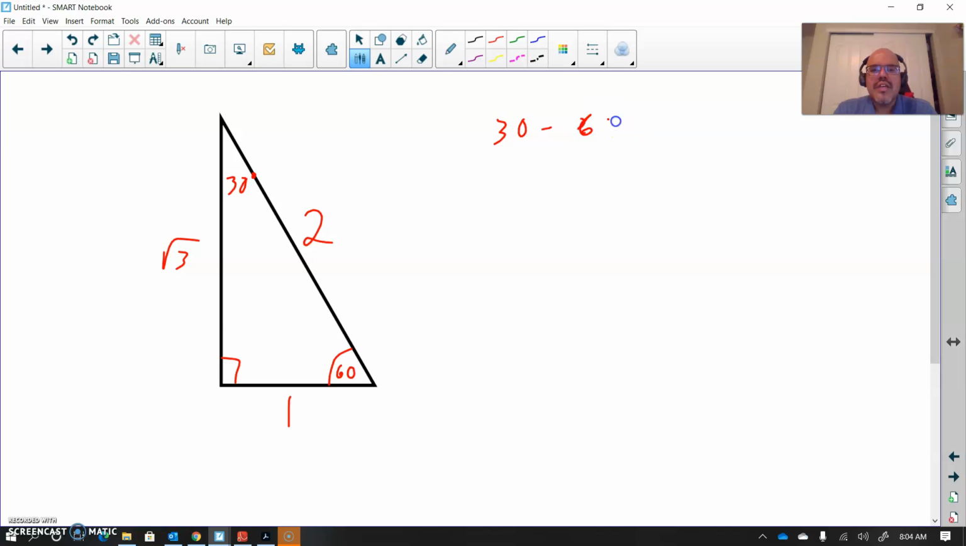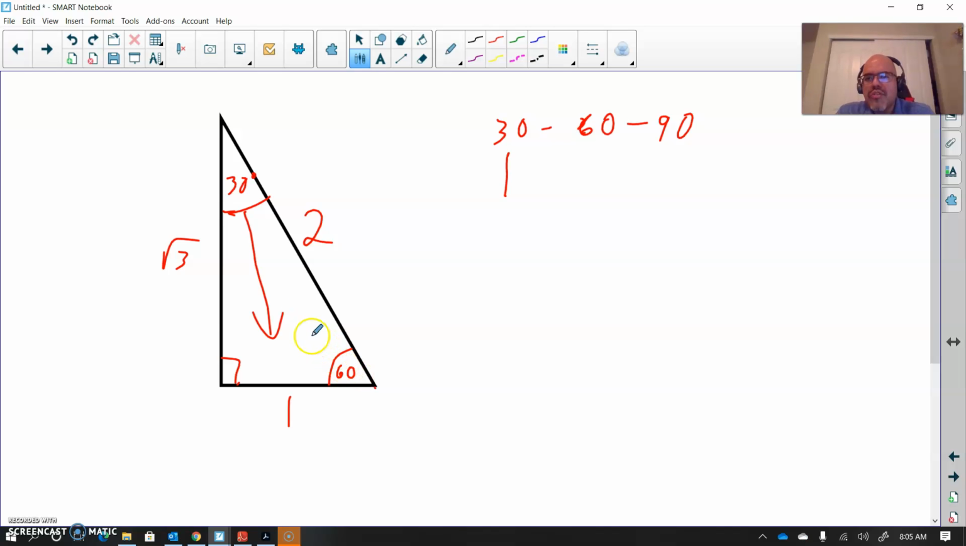So this is what we call a 30, 60, 90 degree triangle. Always between the 90 degree and the 60 degree angle is going to be your 1, or the smallest side. And it's opposite of the 30 degree angle. If we take a look at that, we can go ahead and take a look at that right here.